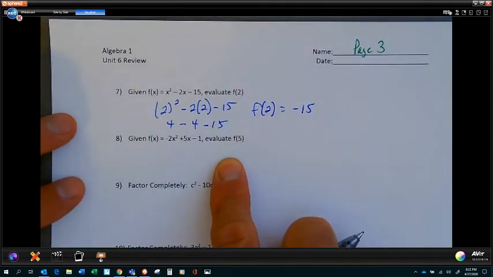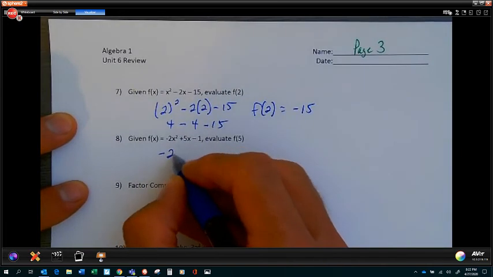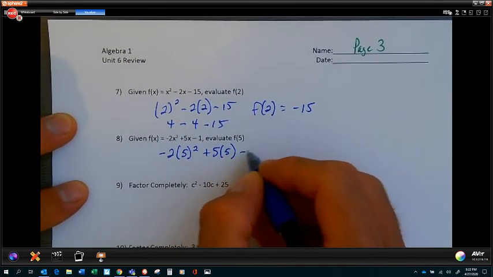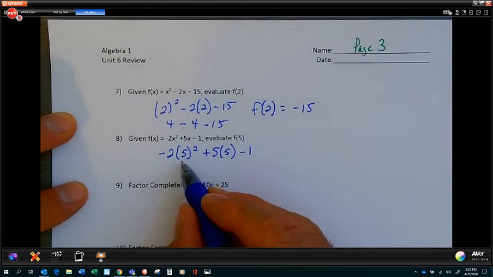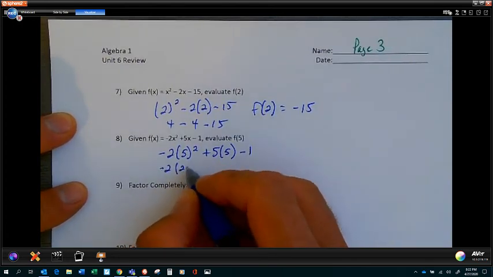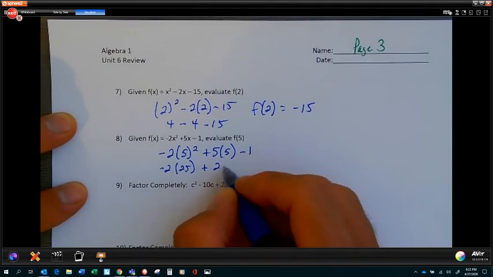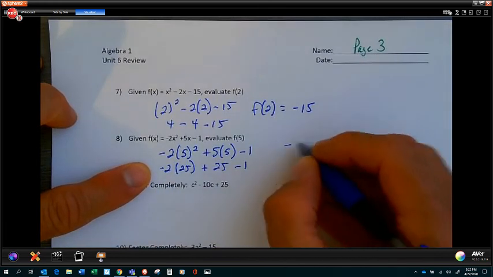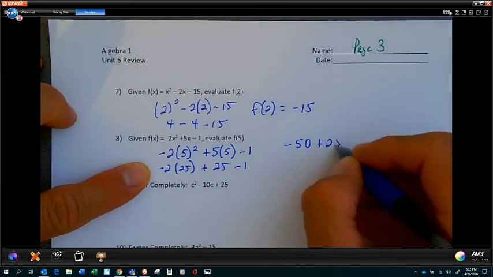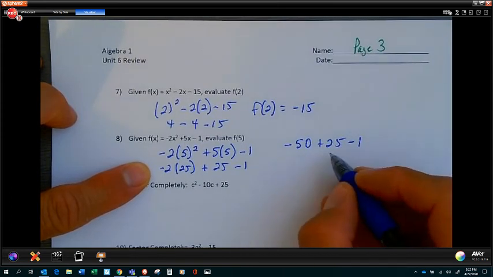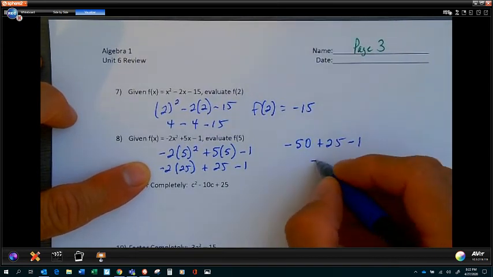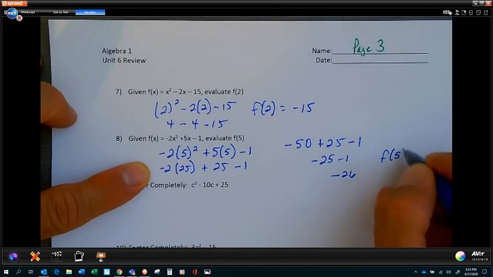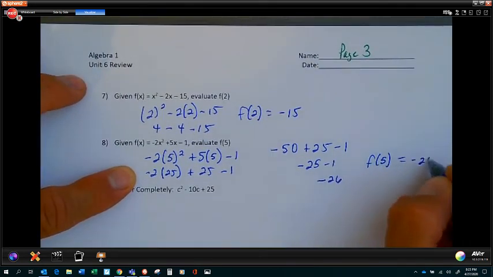Evaluating this one the same way, substituting 5 in everywhere there's an x. Negative 2 times 5 squared plus 5 times 5 minus 1. I'm going to square the 5 first. Negative 2 times 25 plus 5 times 5 is 25, minus 1. One last simplification. Negative 2 times 25 is going to give us a negative 50, plus 25, minus 1. Negative 50 plus 25 is going to give us a negative 25. Minus 1 would give us a negative 26. So f of 5 for that function is equal to a negative 26.